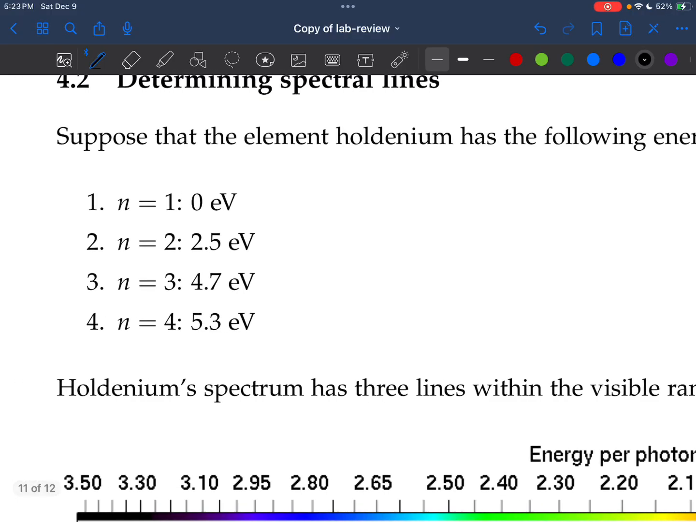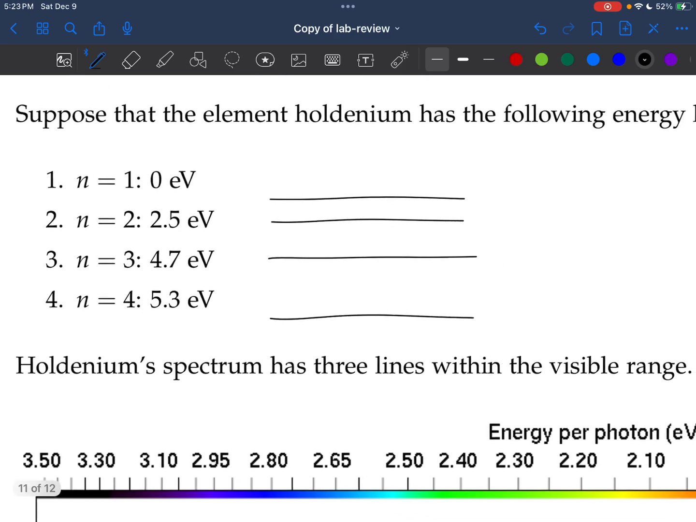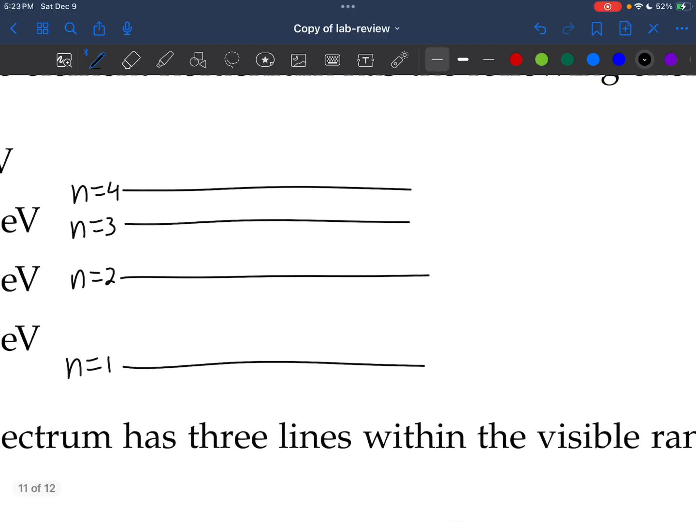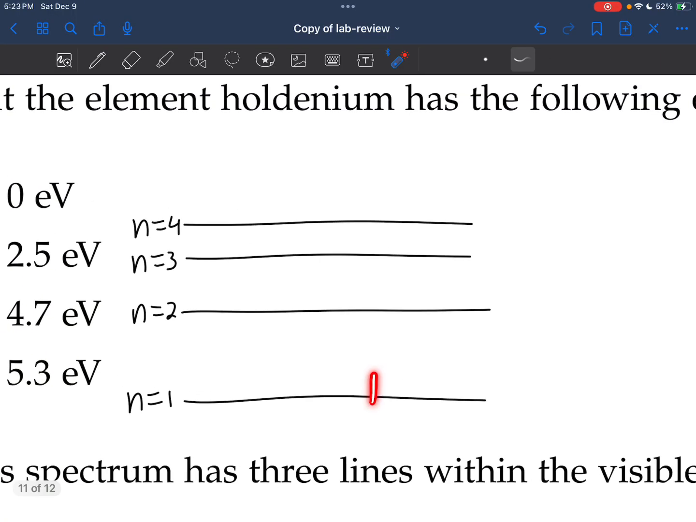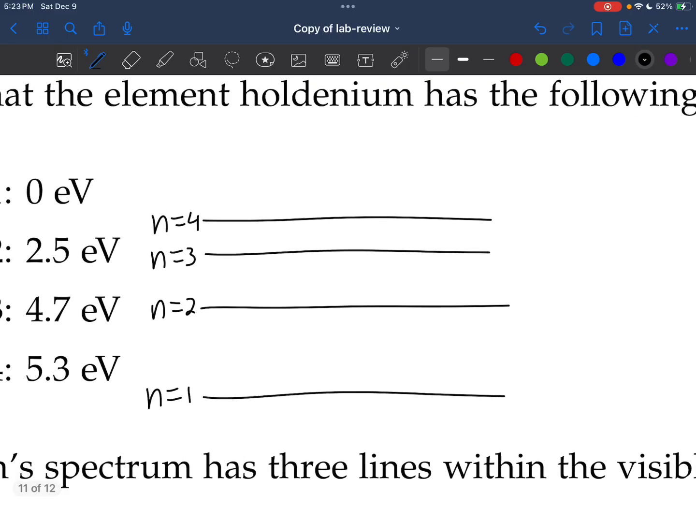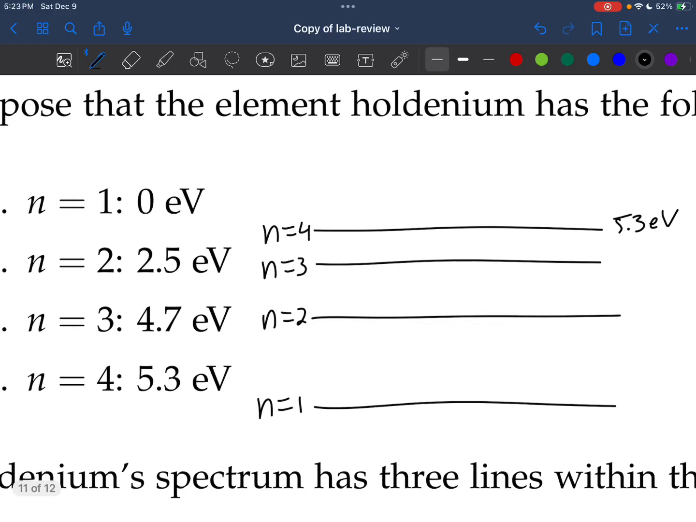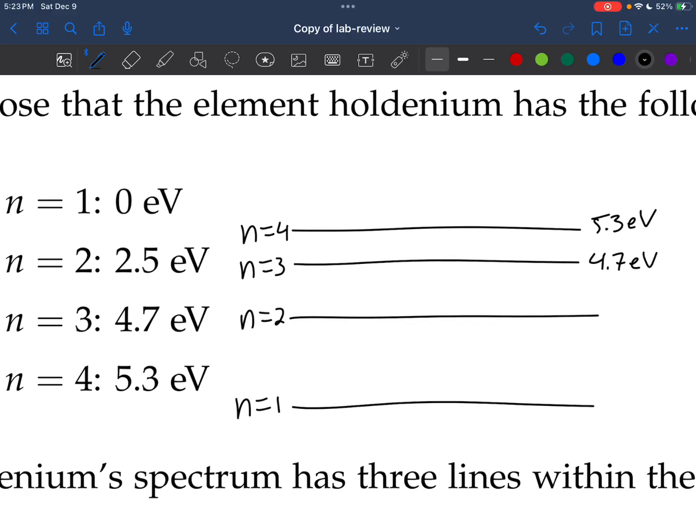Right? I like to think of these as levels in a building. So if I'm drawing my energy diagram, I have level, I'll write it on this side, level 1, level 2, level 3, and level 4. And remember, I don't want to get stuck in the elevator in between any of these levels. All right, so I can only move up and down between the levels. All right, and I'll write down my eV on each. So this will be 5.3 eV, my energy of level 4. I have 4.7 eV. I have 2.5 and 0.